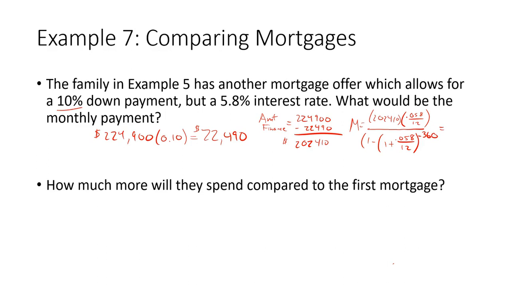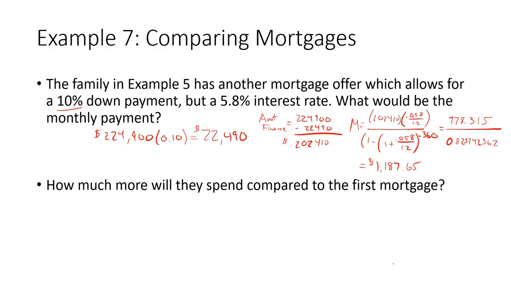If we calculate these values, in the numerator, 978.315. In the denominator, 0.058 divided by 12, plus 1, raised to the negative 360 power, and then 1 minus that answer, and you'll get 0.823742362 for a monthly payment of $1,187.65.